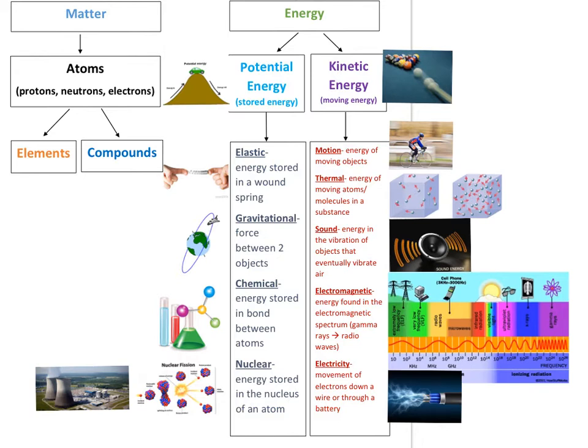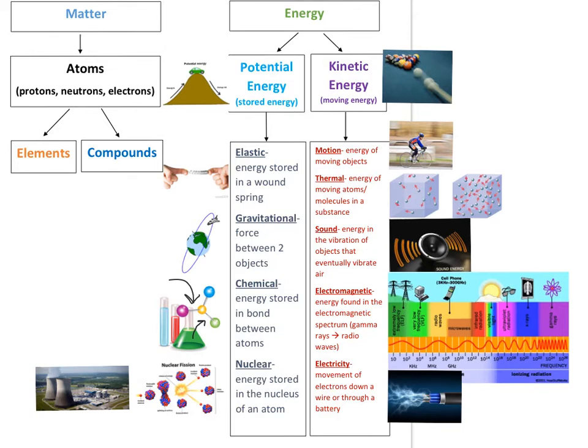And then we have chemical potential energy. Chemical potential energy is energy stored in the bonds between the atoms. If you take a look at this picture, this is a representation of a compound, and atoms are held together in compounds by bonds. And so we can break bonds and release energy. That's what we call chemical potential energy.